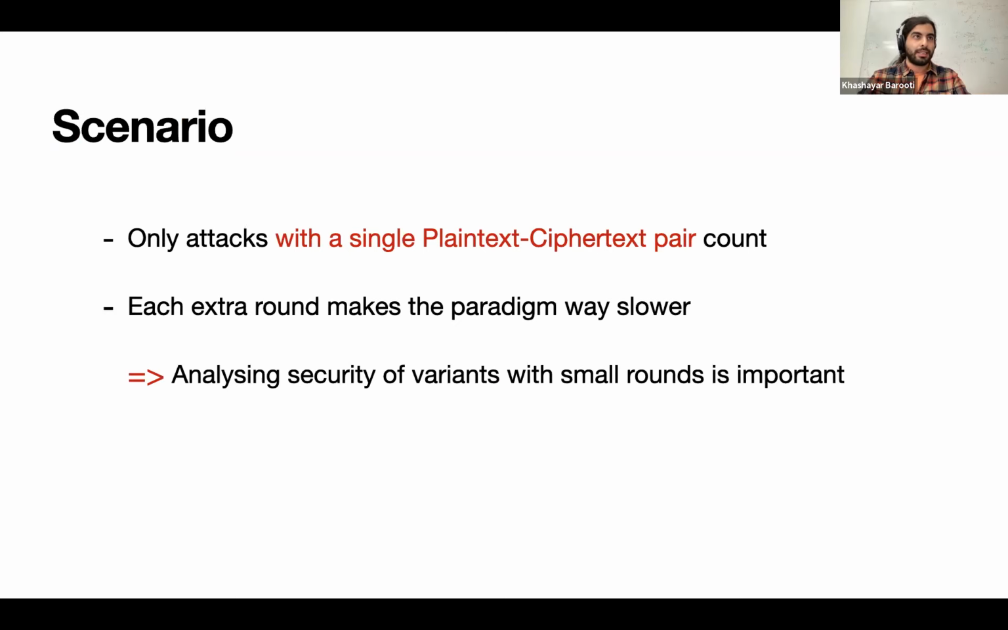Exactly what scenario are we considering? Picnic's public key consists of a plaintext-ciphertext pair. So we can only consider that we have a single plaintext-ciphertext pair, and we're in the known plaintext-ciphertext setting. Also, each extra round when we do MPC computations counts, so we want to keep the multiplication depth as low as possible. So it's good to analyze variants of LowMC which have really low multiplication depth, which means fewer rounds.